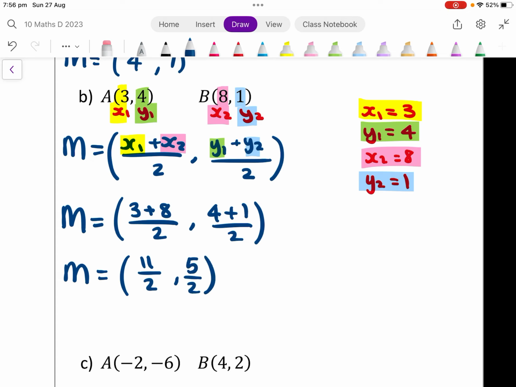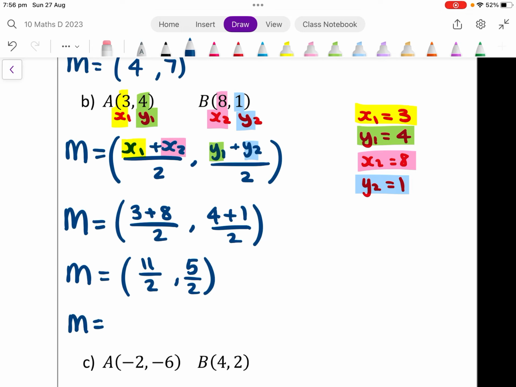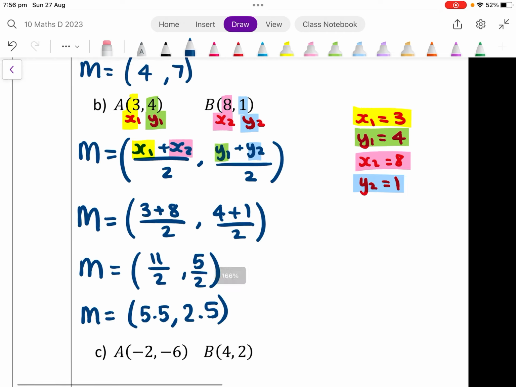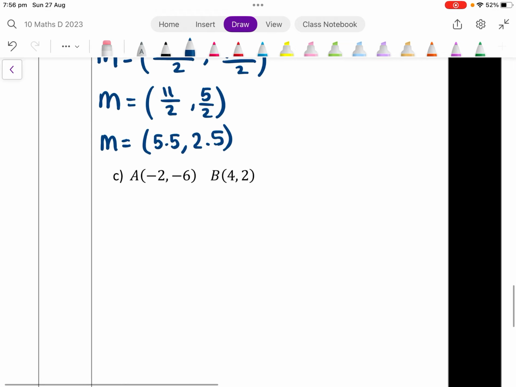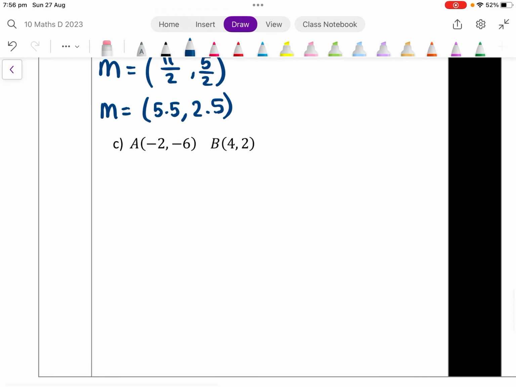Now we can leave our midpoint coordinate like that as a fraction, because we know that 2 doesn't go into 11 nicely, or we can write it as a decimal. So we can write m equals 11 over 2 as a decimal is 5.5, and 5 over 2 as a decimal is 2.5. Okay, this last one here for C, we have some negatives involved now.